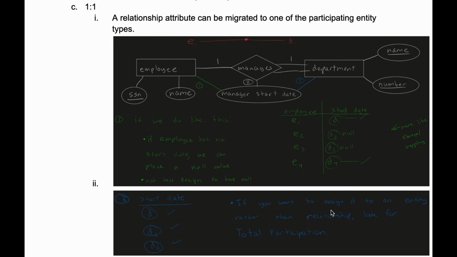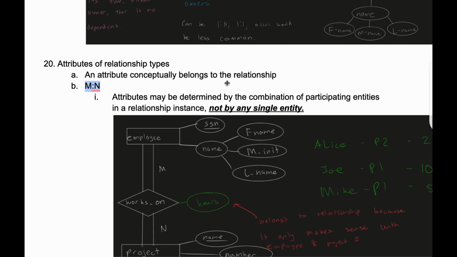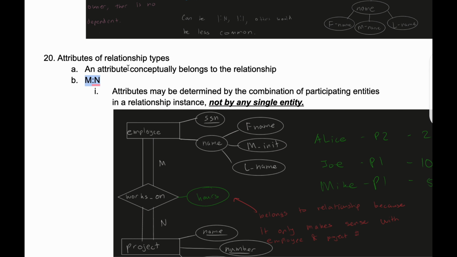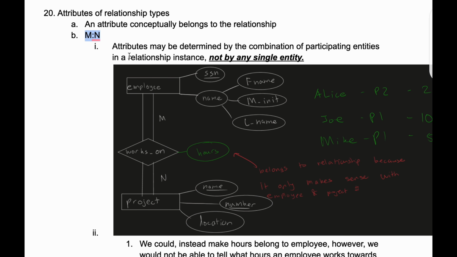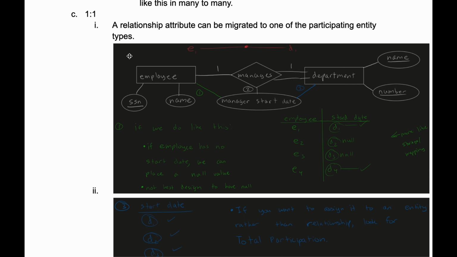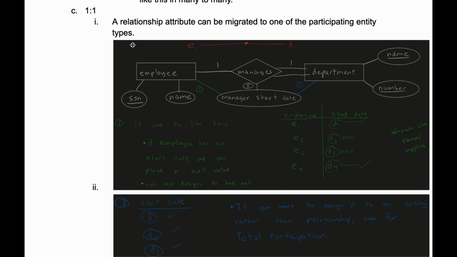Looking at one-to-one, it's a relationship attribute and can be migrated to one of the particular entity types. Now, this is a look at attributes of relationship types. Previously, we've looked at many-to-many. So now we're going to look at one-to-one. It's a little bit different. So again, a relationship attribute can be migrated to one of the participating entity types.